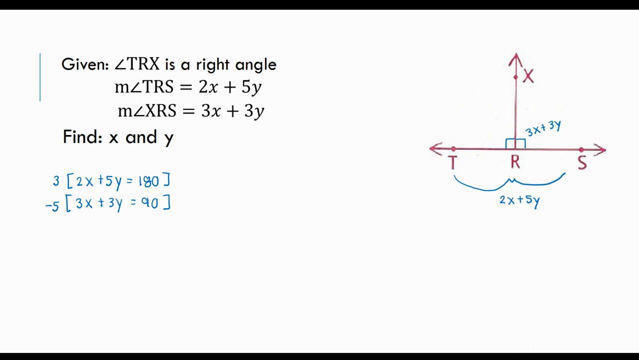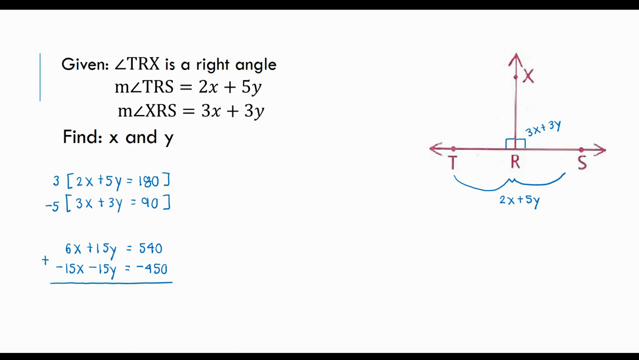So I'm going to distribute the 3 to the entire top equation. 3 times 2x is 6x. 3 times 5y is 15y. And 180 times 3 is going to give us 540. On the bottom, I'm going to distribute the negative 5 to all of those terms. Negative 5 times 3x is negative 15x. Negative 5 times 3y is negative 15y. And 90 times negative 5 is negative 450. So now that I have opposites with the y's, I can add up my columns.